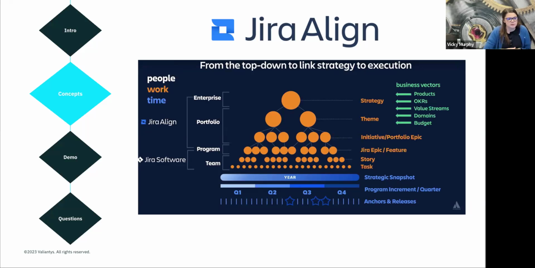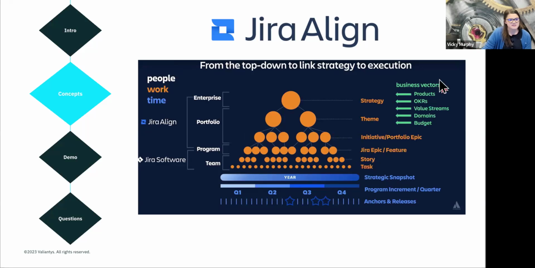Below that, we have our program or a team of teams layer, where we're starting to talk about our features, work items that can be delivered in typically one program increment or quarter by one team of teams. And then below that, we have our Agile team level with our stories and our tasks. Each of these, again, is going to be developed or delivered in a different time frame, and that's what we see represented down here at the bottom in blue.